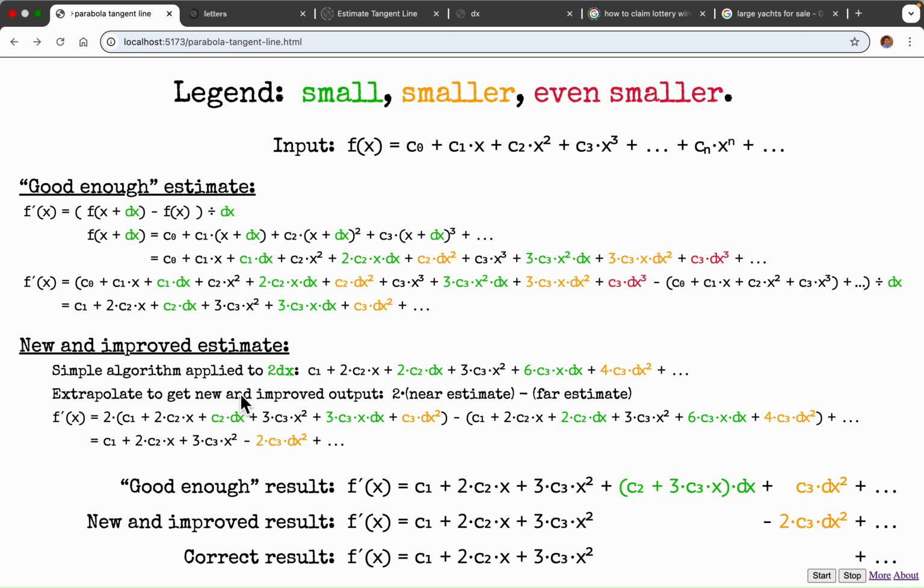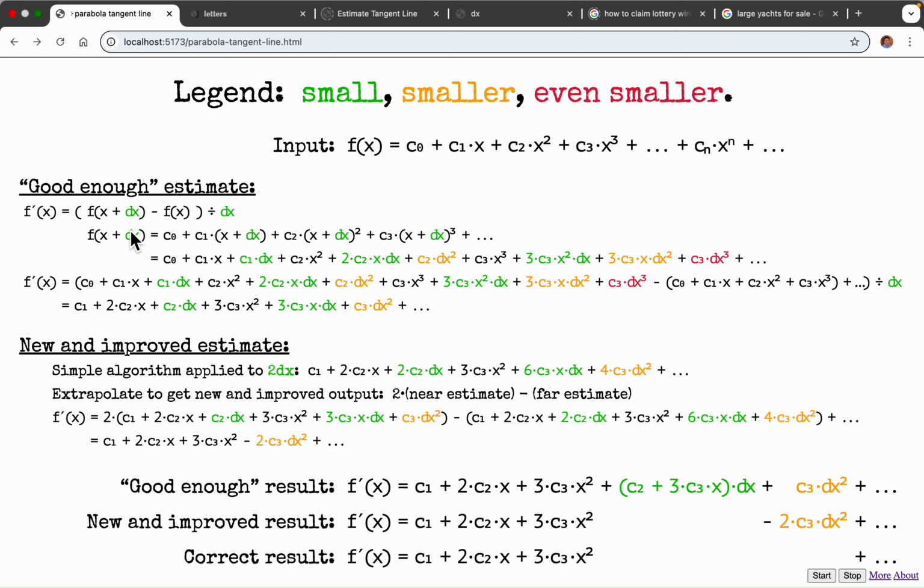So now, what did I do? I wanted to get dx really small. I wanted to say f of x minus f of x divided by 0, but that wasn't going to work. So I just want dx to get as small as I can get it. Well, I have an estimate at 2dx. I have an estimate at dx. So if I want to know what's going to be at 0, all I have to do is extrapolate.